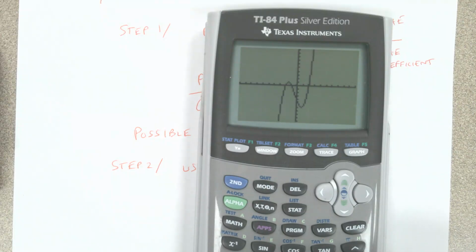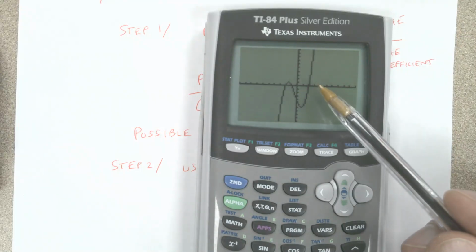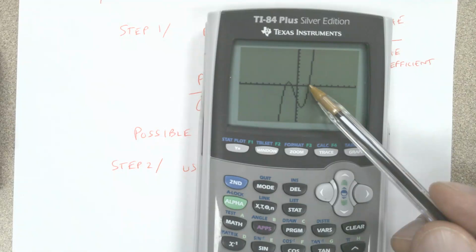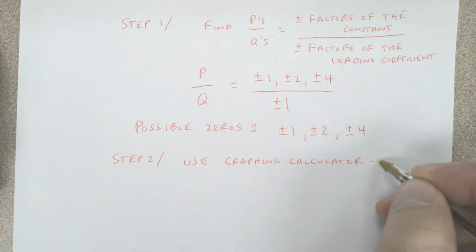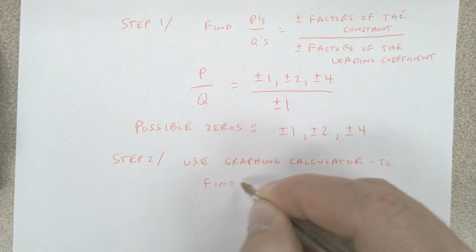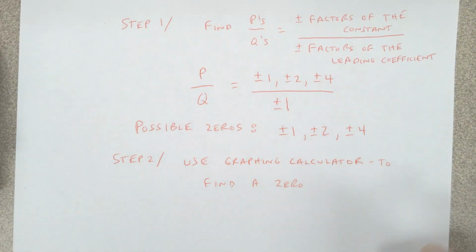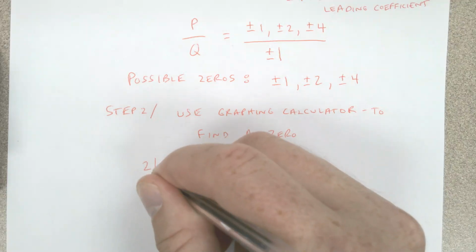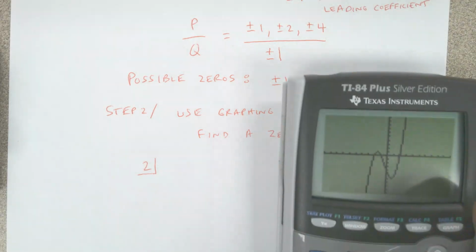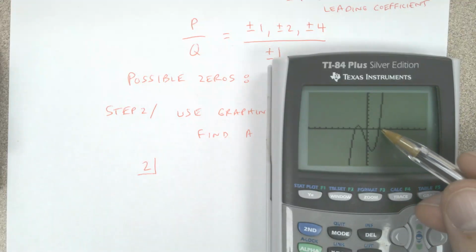So there's my graph. Now I'm going to go ahead and pick out one of the zeros from that. So in this case, I'm going to say that it's crossing here at 2. So I'm going to use 2. Again, we're using the graphing calculator to find a zero. And now we're going to use synthetic division in order to simplify the equation. So I'm going to put in 2, because that's the one I picked from my calculator. Again, remember, it's passing through right here at 2.